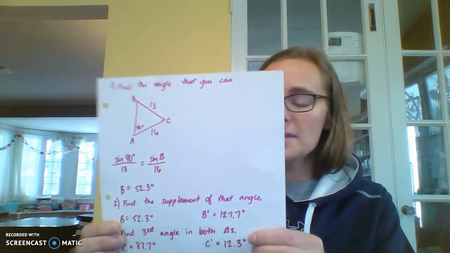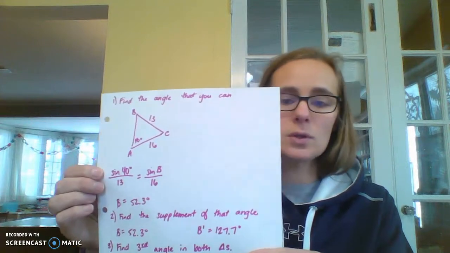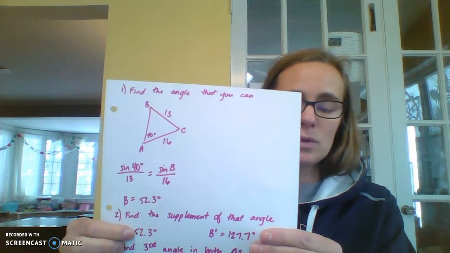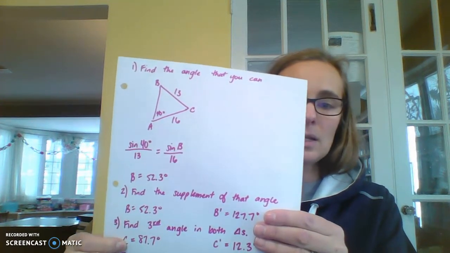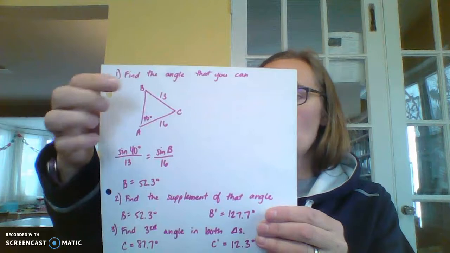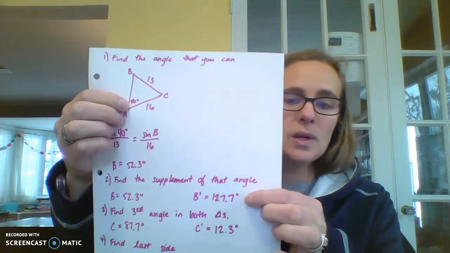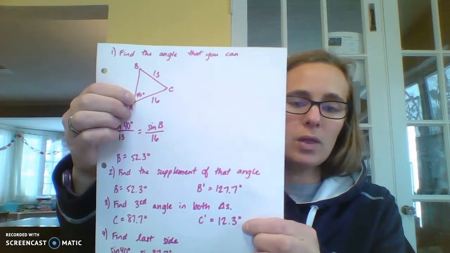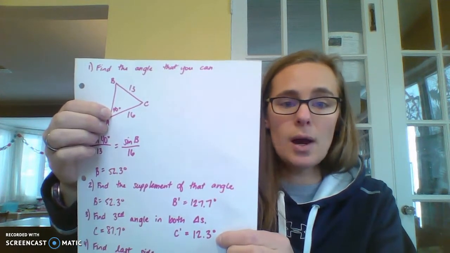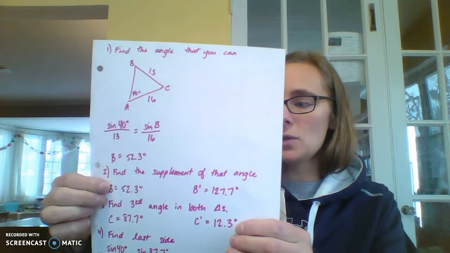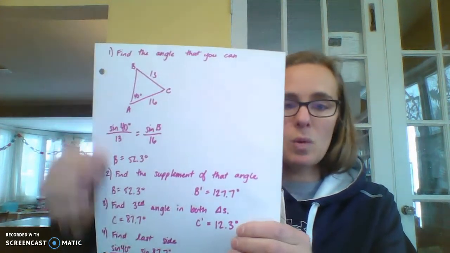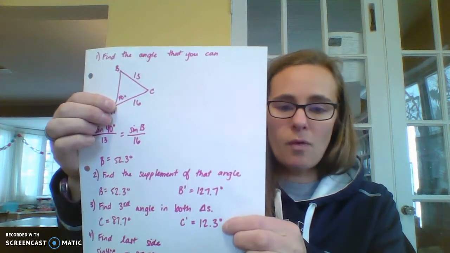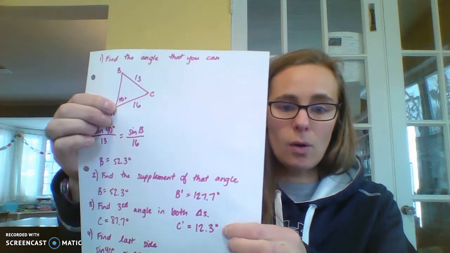right? The third step then is to find the third angle in both triangles. So being very careful, remember we have our 40, 52.3, we add those up, then subtract from 180, we get that C is 87.7 degrees. For C prime, we have our 40 degrees, our 127.7 degrees, add that up, subtract from 180, we get that C prime is 12.3 degrees. So here we've got two actually possible triangles. So we have 40, then 52.3 and 87.7 degrees. Those would be one triangle. The other possible triangle would be 40, 127.7 degrees, 12.3 degrees, and there's our other possible triangle.